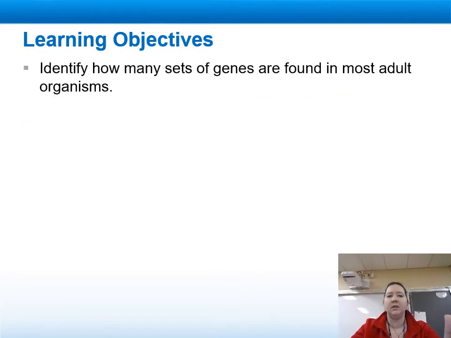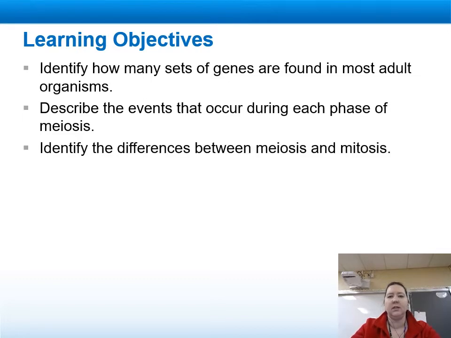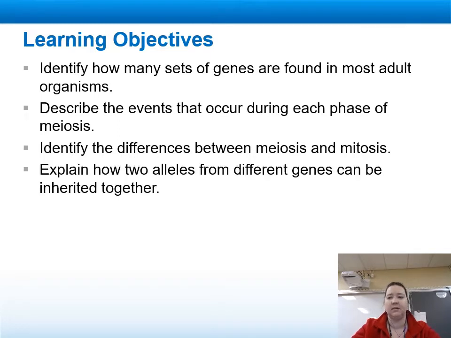Learning objectives. Identify how many sets of genes are found in most adult organisms. Describe the events that occur during each phase of meiosis. Identify the difference between meiosis and mitosis. Explain how 2 alleles from different genes can be inherited together.